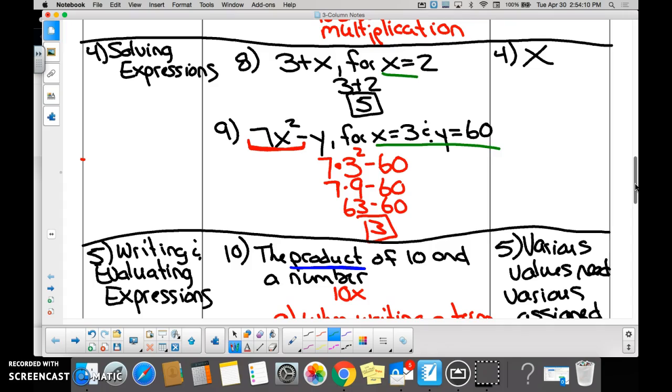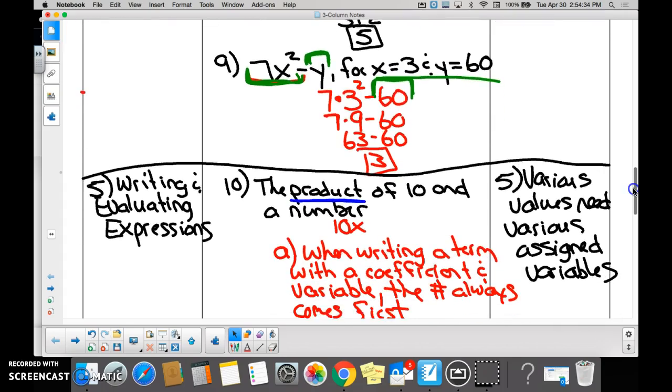That one had 2. What is this thing called again? What is this part? What is the 7x squared called? Term. What is the y called? Variable. It's a variable, but down here, when we plugged in y, it became a what? Constant. And then we wrote and evaluated expressions.